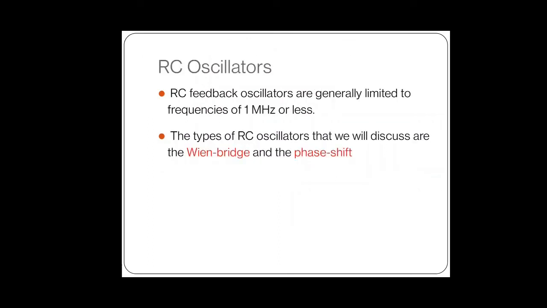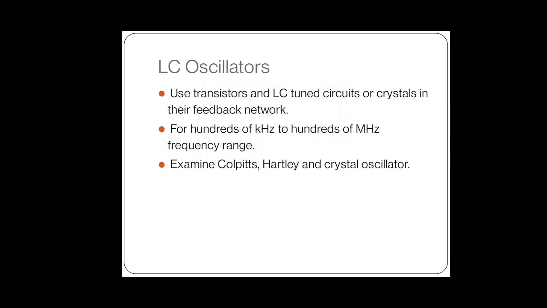RC oscillators: RC feedback oscillators are generally limited to frequencies of 1 MHz or less. LC oscillators use transistors and LC tuned circuits or crystals in their feedback network for the hundreds of kilohertz to hundreds of megahertz frequency range. Examples: Colpitts, Hartley, and crystal oscillators.